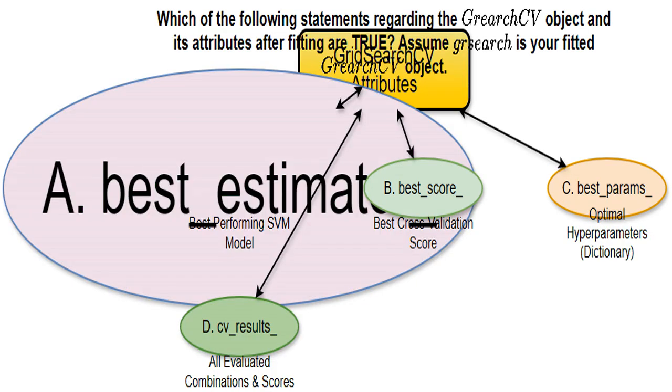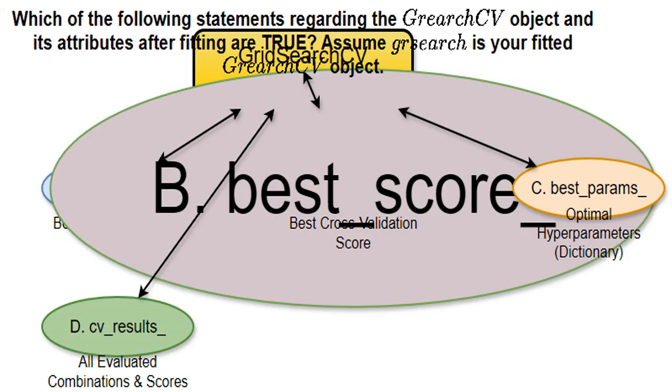This attribute refers to the best performing SVM model. best_estimator_ provides the specific model, with optimal hyperparameters, that produced the highest accuracy during the hyperparameter search. This attribute holds the best cross-validation score obtained during the search. For instance, if accuracy was being maximized, this would show the highest accuracy achieved among all hyperparameter combinations tested using cross-validation.